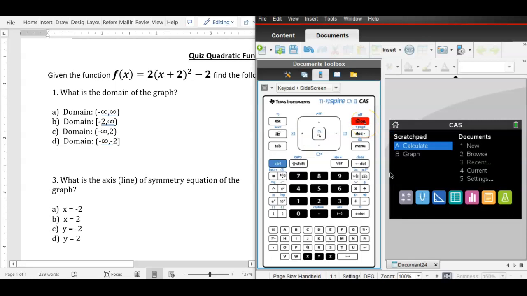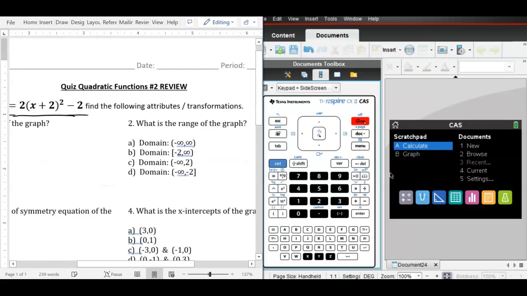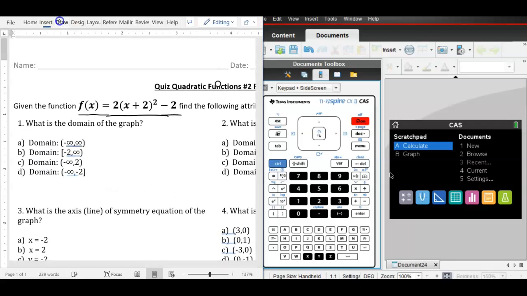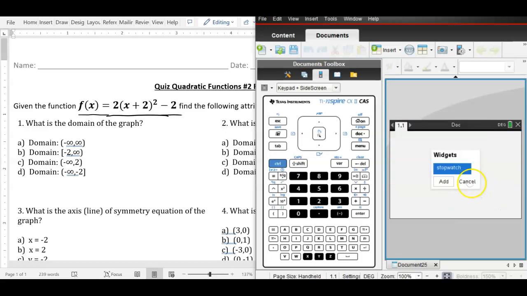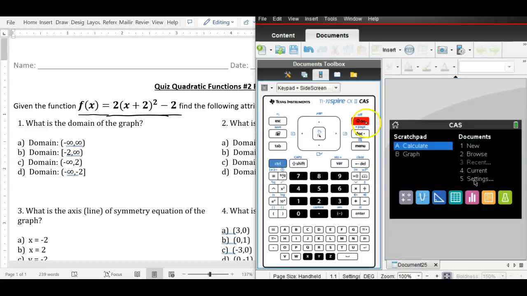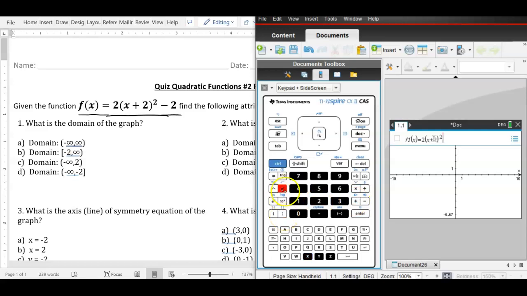Okay, so number one, what is the domain of the graph? First of all, it says given the function right here, find the following attributes or transformations. So we are definitely going to be using our calculator for this. Go to a new document, don't save, number 2. Okay, we're going to type this in: 2 parentheses x plus 2 parentheses squared minus 2.